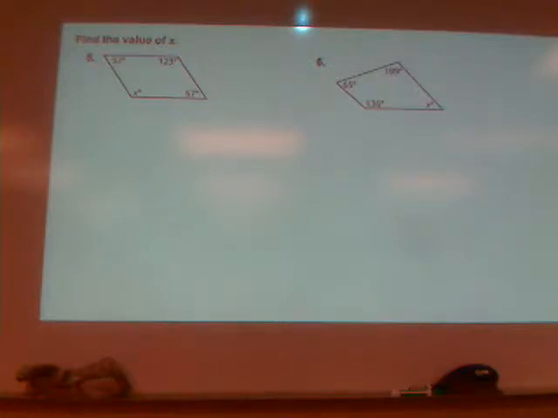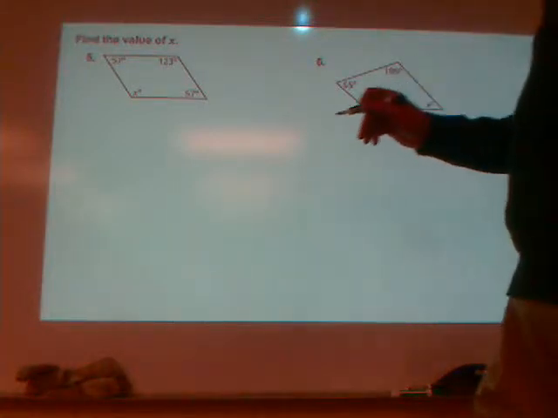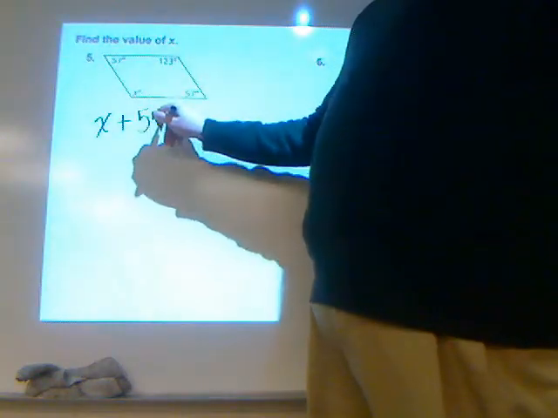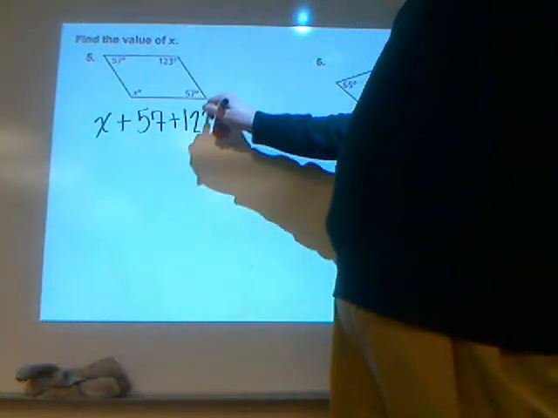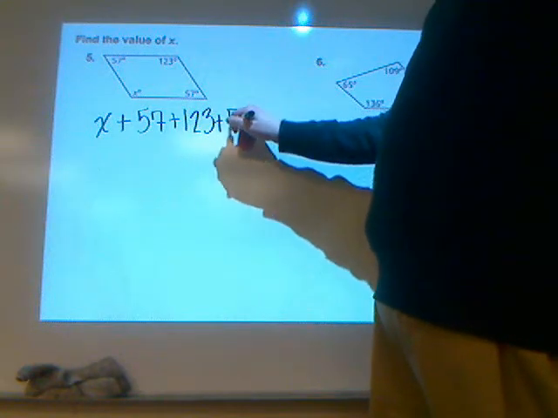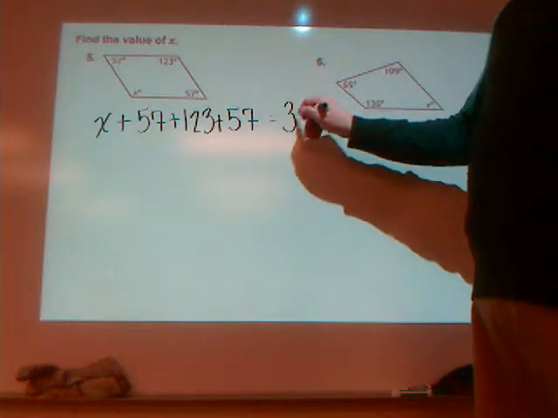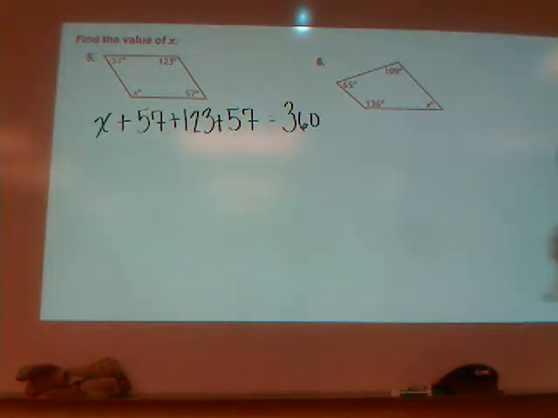So if we know the total is 360 and we're asked to find x, we can either do some backwards work here or write an equation and solve. So look at 5. In 5 we have this parallelogram and we're asked to find x. Well, we know that x plus 57, the bottom right angle, plus 123, the top right angle, plus 57, which is the top left angle, has to add up in total to make 360. So we're going to solve that glorified equation there and find x in the process.